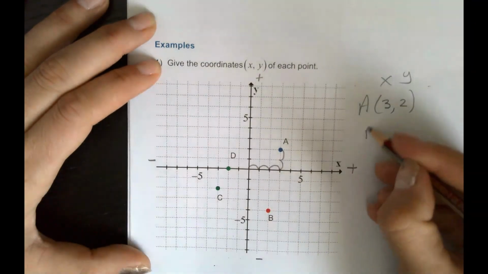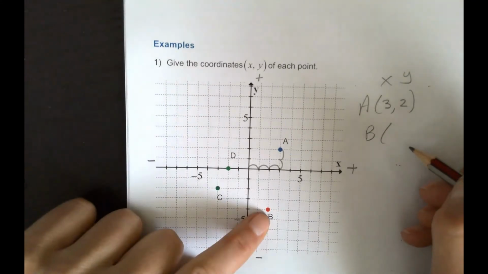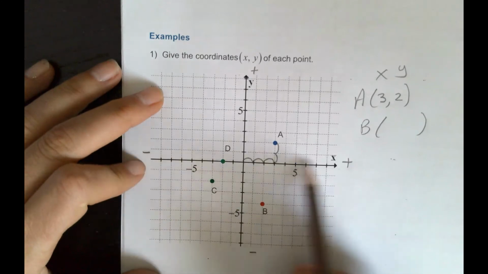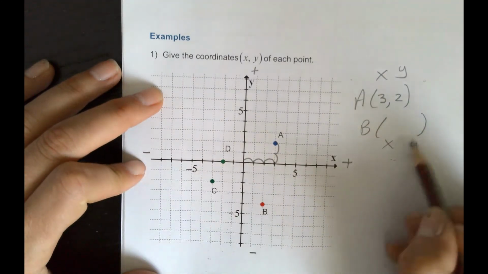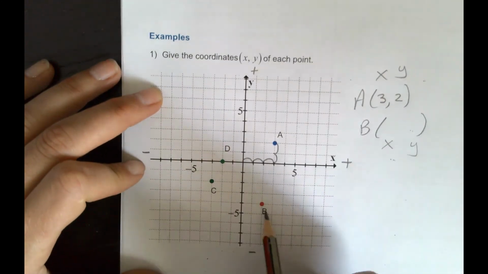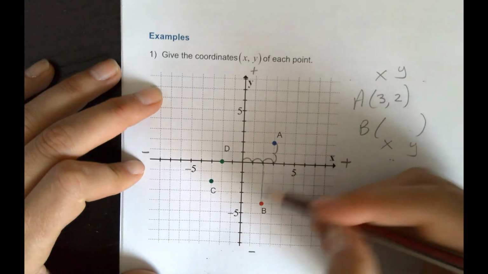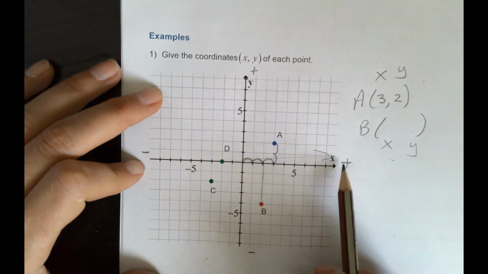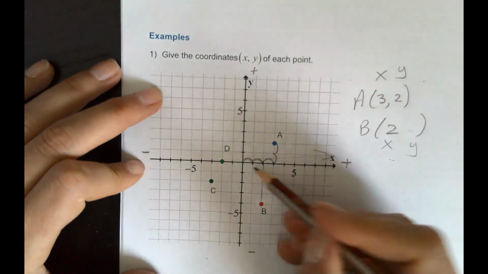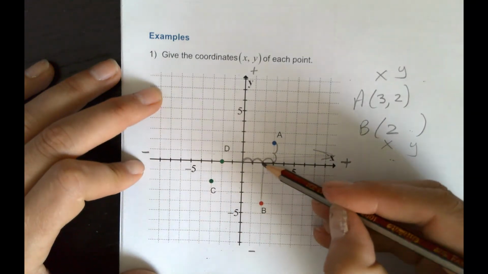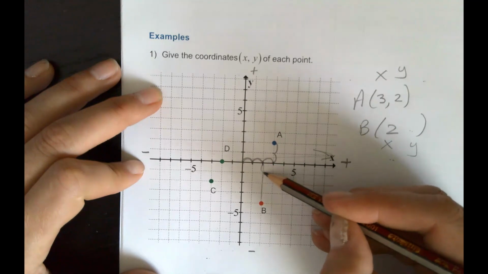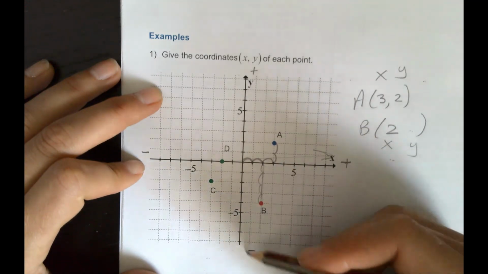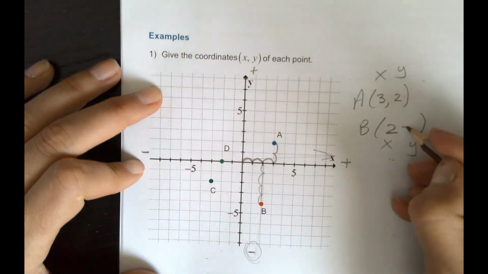So let's look at B. I always do my X value first, and then Y. So I have to jump 1, 2, and I'm going this way, so it's a plus. So I jump 1, 2. Now I have to go down 1, 2, 3, 4 jumps. Because I'm going down, I have to do negative, so it's going to be -4.